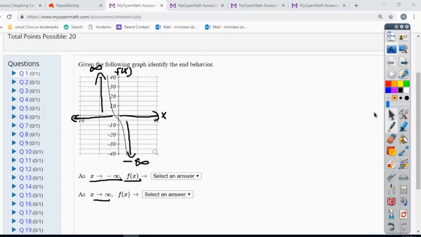So the answer here is that as x approaches negative infinity, f of x is approaching positive infinity. As x approaches positive infinity, f of x approaches negative infinity. As x gets larger from left to right, our y value becomes a very large negative number. And as x gets smaller, moving to the left side of the graph, our y value gets larger, approaching infinity.